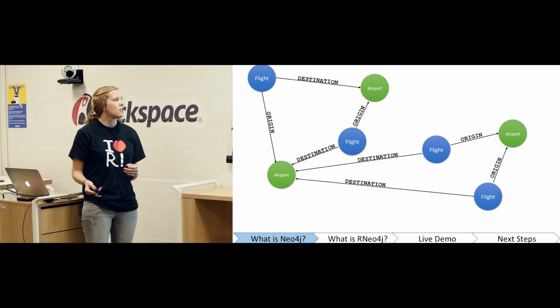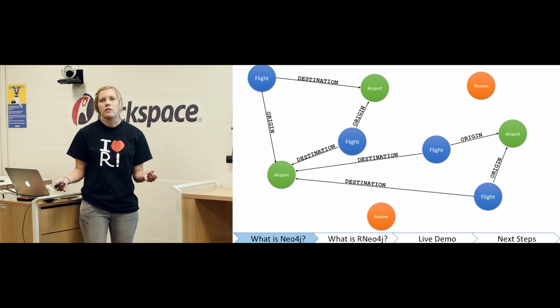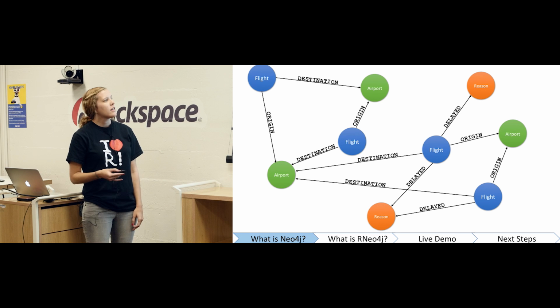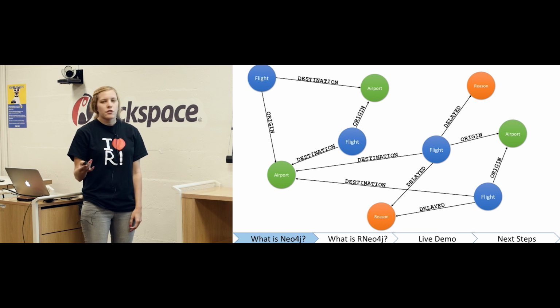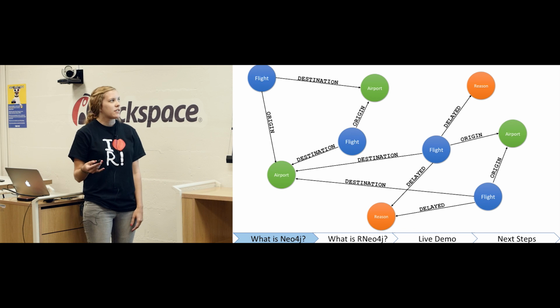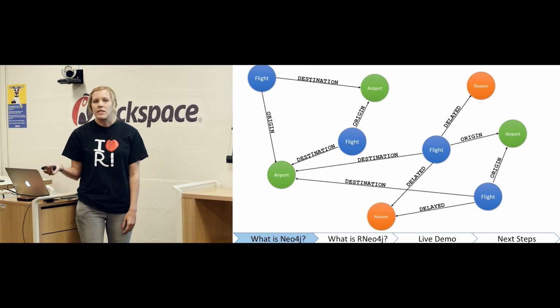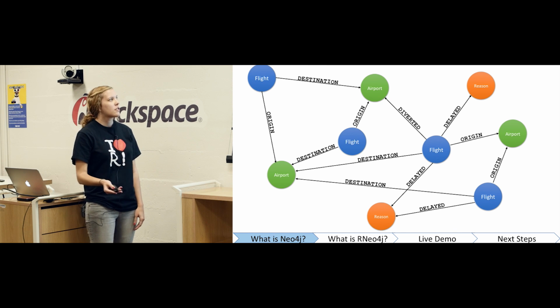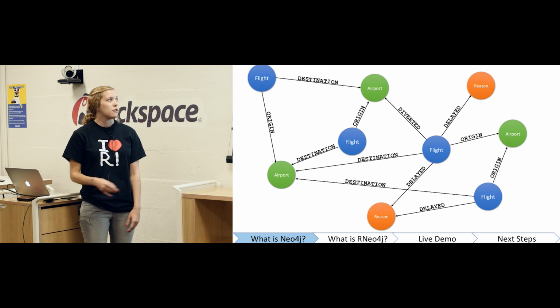And then now we want to look at the delays. So we'd add another node called a reason node. It'd be weather or mechanical, again, whichever the reason is. And then if a flight was delayed, you would just create that relationship. There's no sense of null values. If a flight wasn't delayed, the relationship just wouldn't exist, right? And then finally, if you wanted to model diversions, you would just create that relationship if it were true, right?